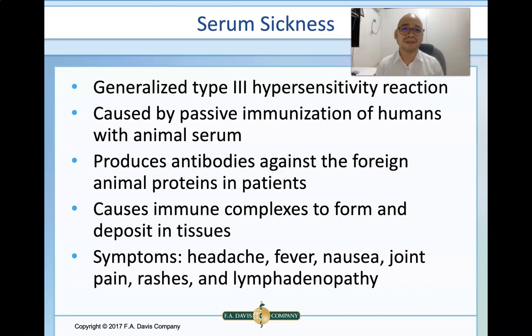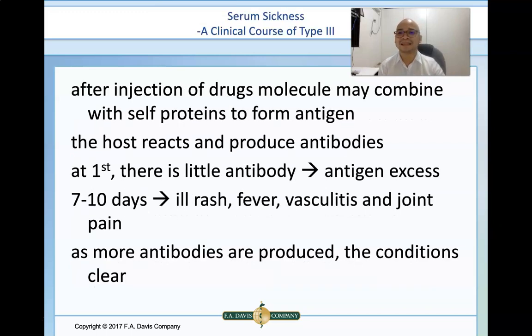Magkakaroon ng immune complex. Okay? So, what is immune complex? In this case, the immune complex is made of our own antibodies plus the horse protein. Let's say you're getting horse serum, so there's horse protein plus complement. It will be deposited in our tissues. So, what are the signs of having serum sickness? Headache, fever, nausea, joint pain, rashes, and lymphadenopathy.